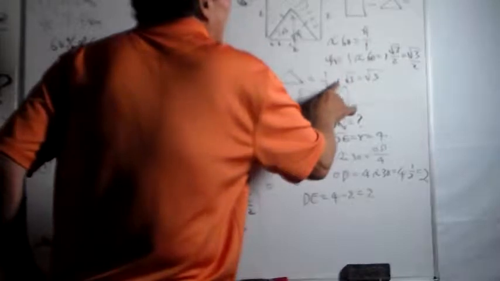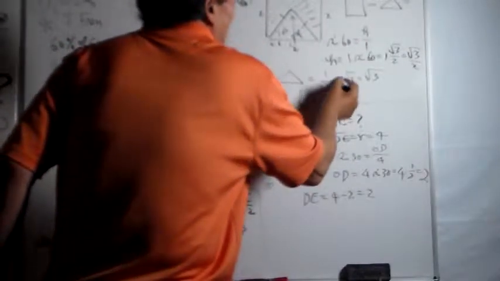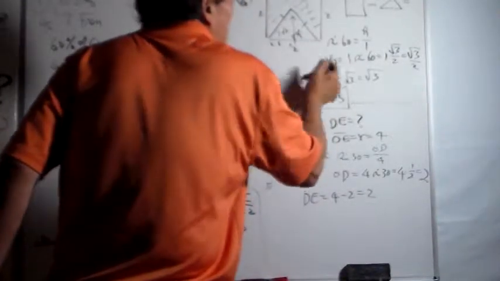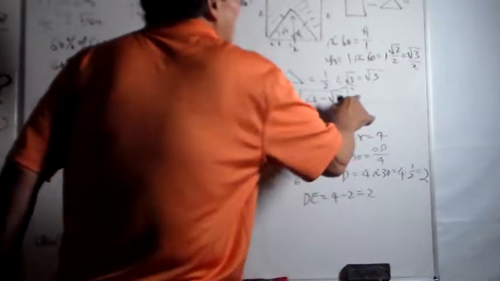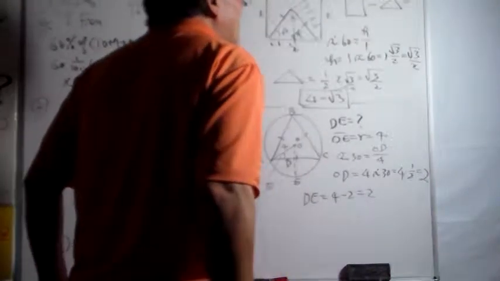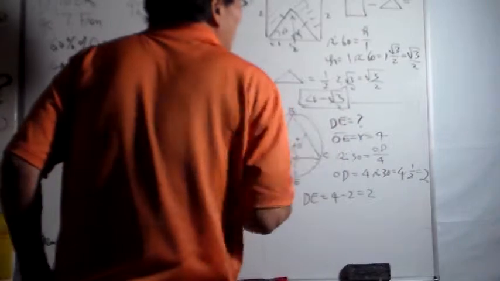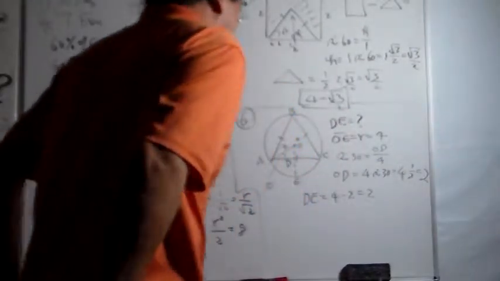So what is the area? Area is half times base times height. The height is root 3, so the 2 cancels out. Area is root 3. So the whole area is 4, and the shaded area is 4 minus root 3. I'm sorry, I made a big mistake. Okay, I'm sorry about that.